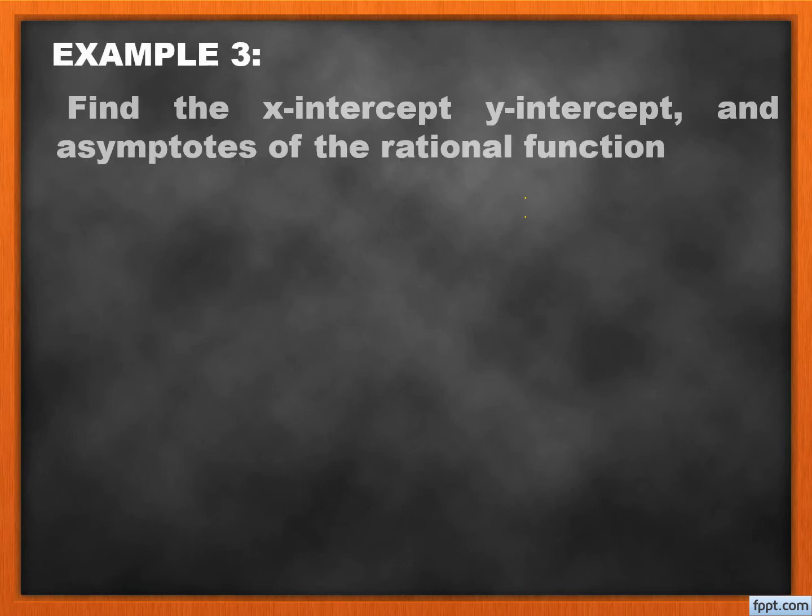Now, let us have our last example. Find the x-intercept, y-intercept, and asymptotes of the rational function f of x equals x squared minus x minus 6 over x minus 3. So, tulad ng ginawa natin sa example number 2, kung mapapansin nyo, our numerator is not on the first degree. So, naka-square siya. That means you can still factor out x squared minus x minus 6.